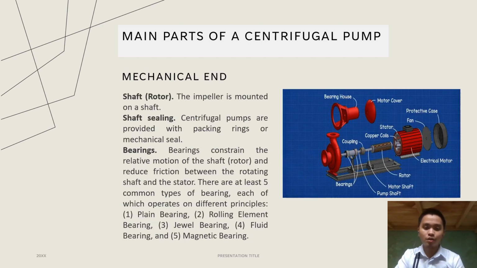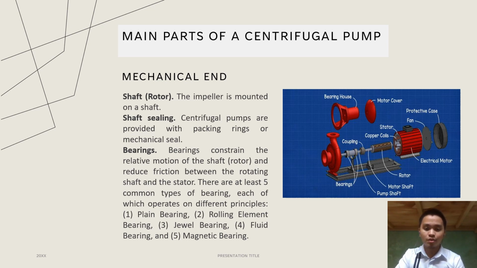Shaft. The impeller is mounted on a shaft. A shaft is a mechanical component for transmitting torque from the motor to the impeller. Shaft sealing. Centrifugal pumps are provided with packing rings or mechanical seal. This helps prevent the leakage of the pumped liquid.